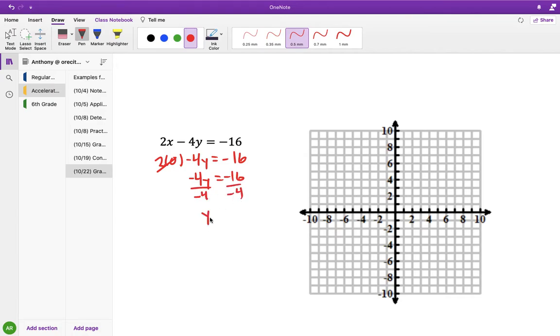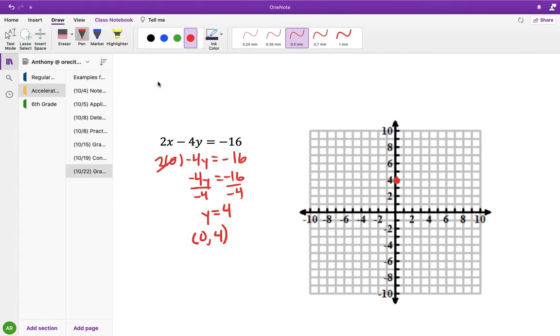I get y equals 4, and since I plugged 0 in for x, I know that the coordinate now will be 0, 4. Okay, remember I know this because I selected 0 as my x value. All right, so this is actually the y-intercept. I'm going to go ahead and put that there. All right, there's my first point.